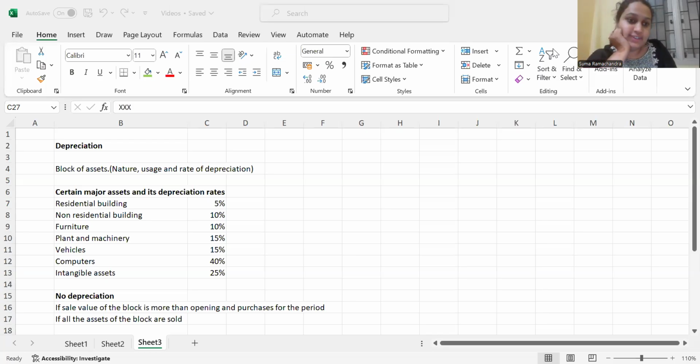Hello guys, the chapter that we're doing now is called depreciation. This is the first chapter that you have in your textbook. Now, what do we do in this chapter? Basically, depreciation as per the Companies Act is a little different from depreciation as per the IT Act.